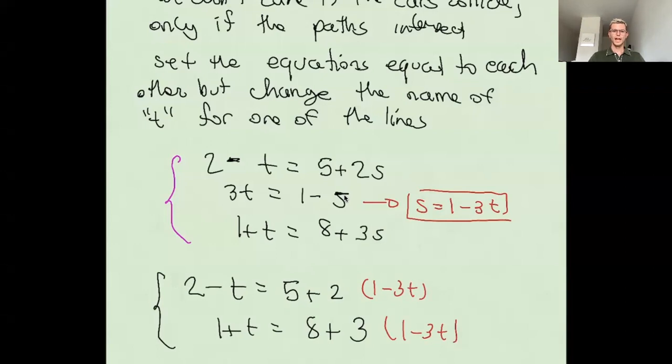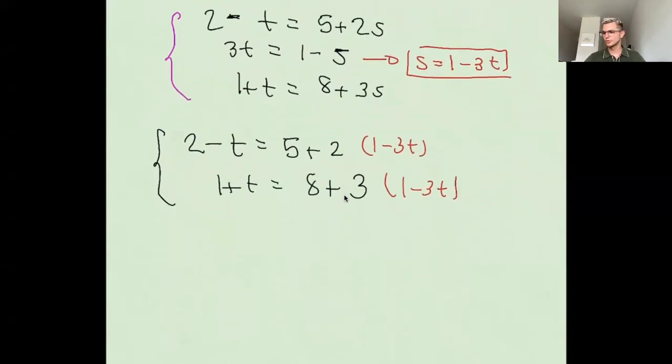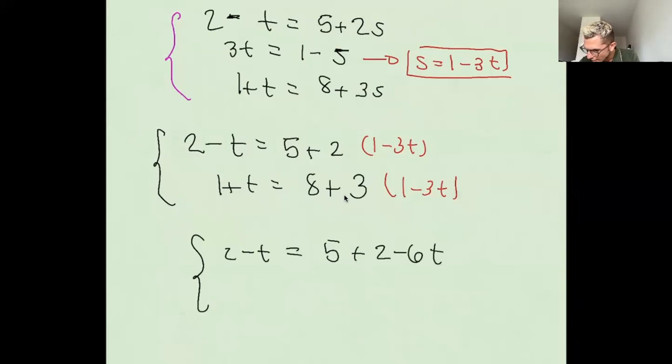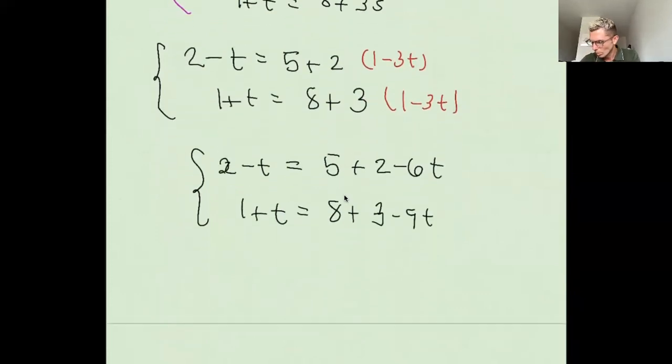Yeah. And now this is not too bad to solve. So what happens with the first equation? It becomes 2 minus T equals 5 plus 2 minus 6T. And the other gives you 1 plus T equals 8 plus 3 minus 9T. And so this gives you, for example, what? It gives you 5T, right?